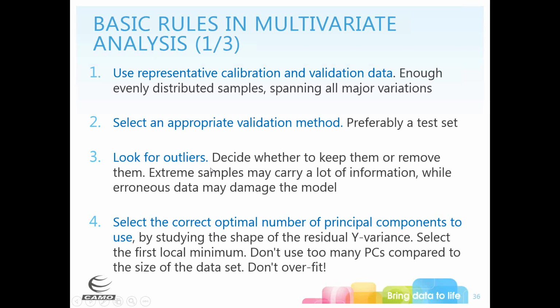Look for outliers, like I showed in the Octane. You decide whether you want to keep them or remove them. They can carry a lot of information, but they can damage the model, so it really depends on what you're looking at. Choose the number of principal components that you want to use, and you need to make sure to do that first before you start doing all your other analyses.